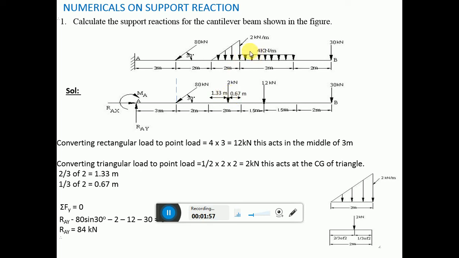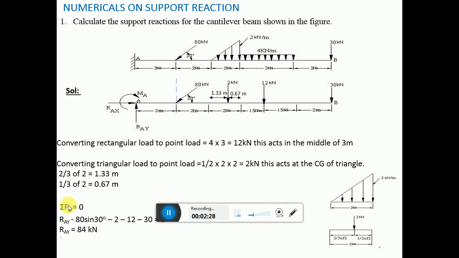Next, coming to the uniformly distributed load of 4 kilonewton per meter, that is acting over a distance of 3 meter. So 4 kilonewton per meter into 3 meter gives you 12 kilonewton as the point load. It acts at the center always. If this is 3 meter, it acts at 1.5 meter. Next, for the entire beam, apply the conditions of equilibrium.